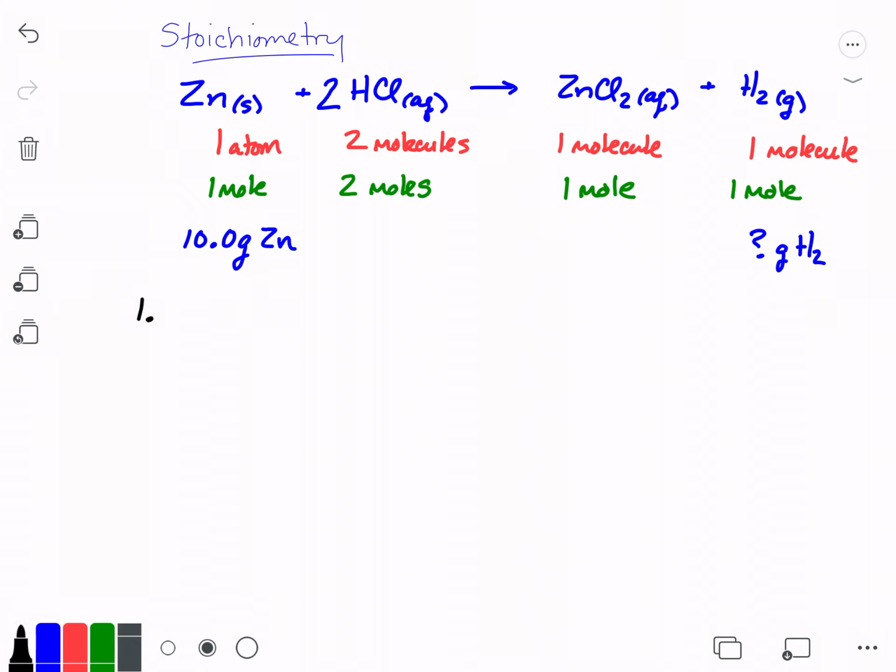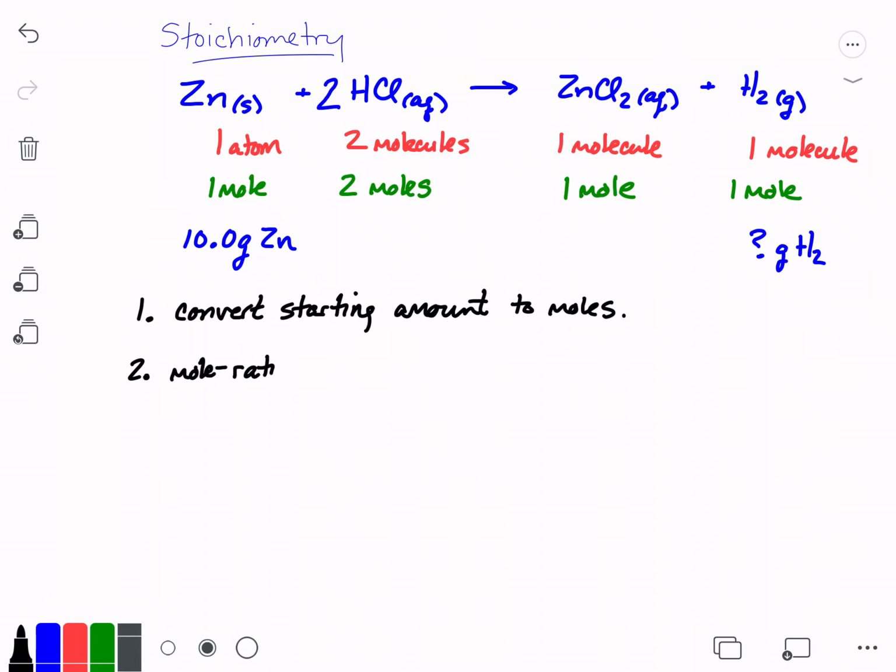Step 1 of a stoichiometry problem is always going to be to convert your starting amount, whether that's in grams or molecules or milliliters or liters of a gas, whatever it is, to moles. Secondly, we'll use the mole ratio from the balanced chemical reaction to go from point A to point B. In this case, that mole ratio would be 1 mole of zinc to 1 mole of hydrogen gas. And then thirdly is the step I like to call answer the question.